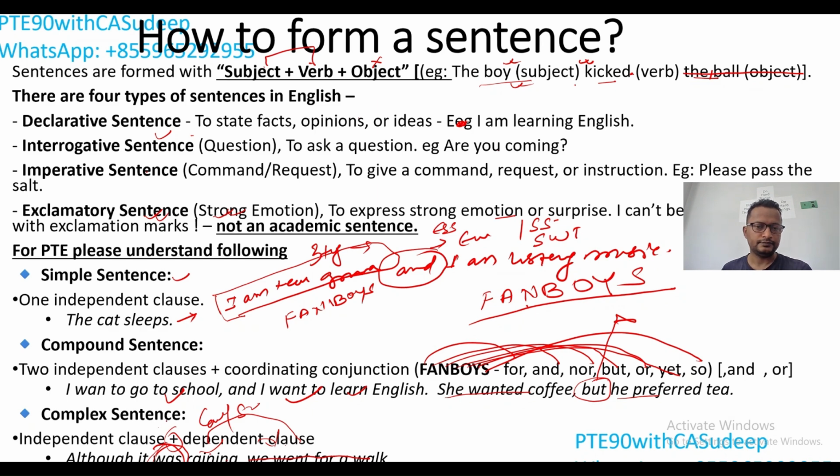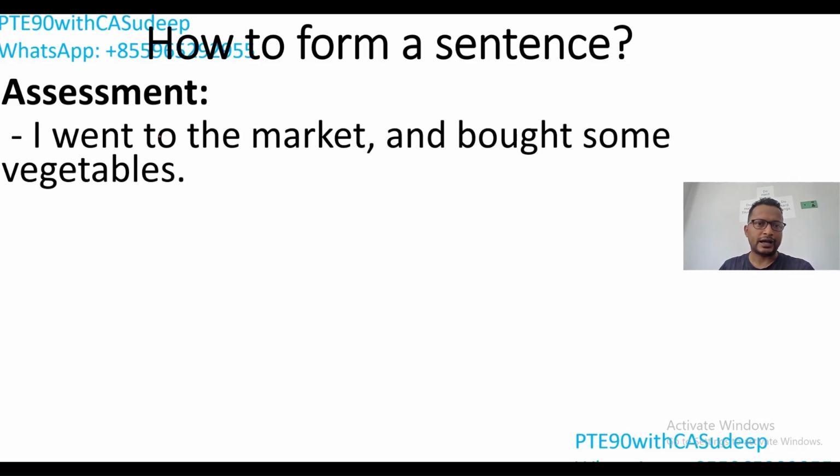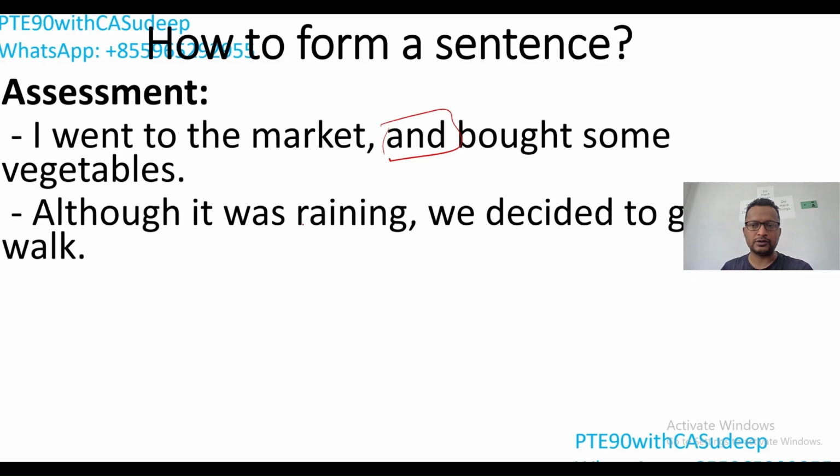So now let's quickly do the assessment. I went to the market and bought some vegetables. What is the sentence here? This is a compound sentence. Why? Because there is a fanboy here, right? Although it was raining, we decided to go for a walk. What is this type of sentence? It is a complex sentence. Why? Because we have a dependent clause here and then an independent clause here, right?